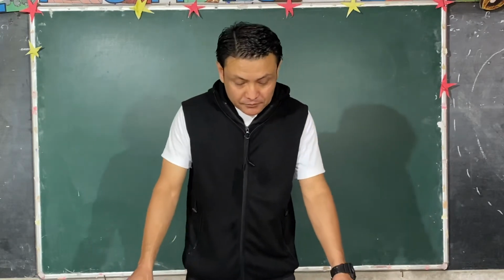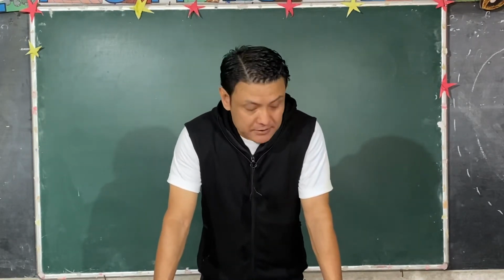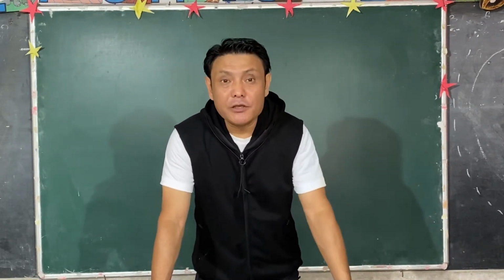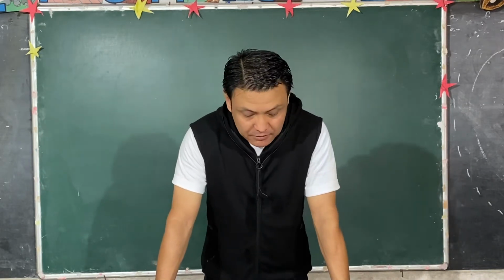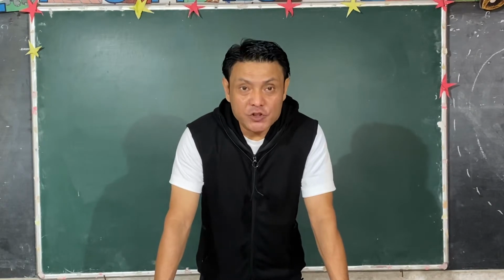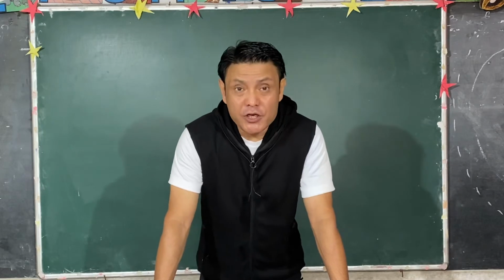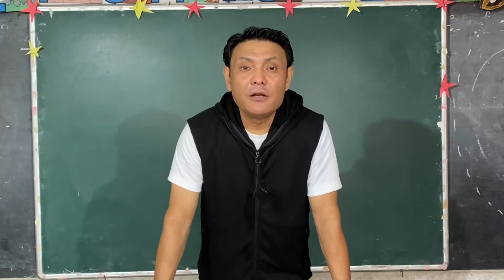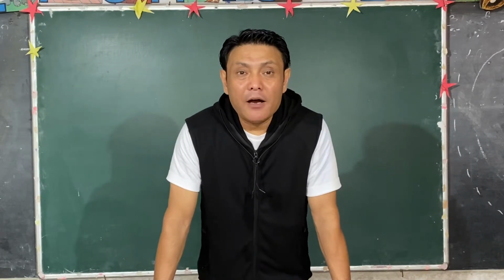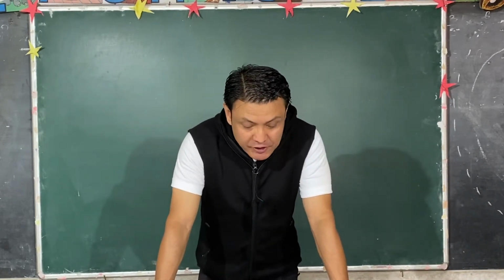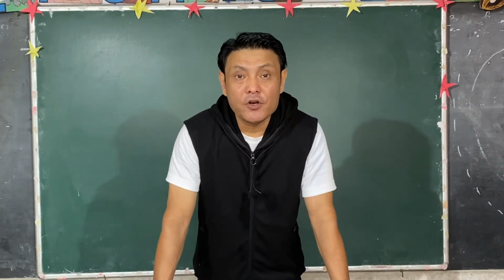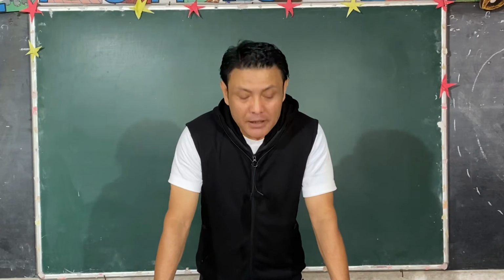So we talked about desirable and undesirable change. Now we talk about reversible and irreversible change. A reversible change is a change in which we get back the original substance. The original substance, we get it back. That is called a reversible change. A change that can be reversed by reversing the condition is called a reversible change.